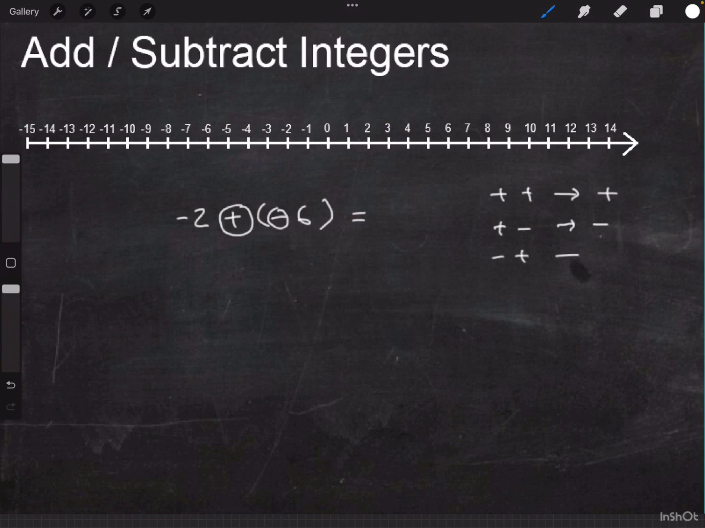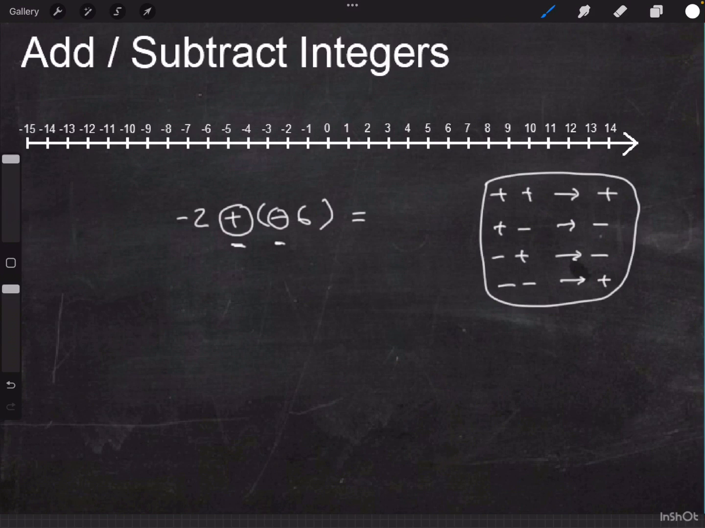Minus add becomes minus, and minus minus becomes add. Okay, so a simple way to test that is this: if the sign in front of the parenthesis and the one right after the parenthesis are the same sign, meaning they are both positive or both negative, then when you remove the parenthesis, the sign becomes positive, and vice versa.